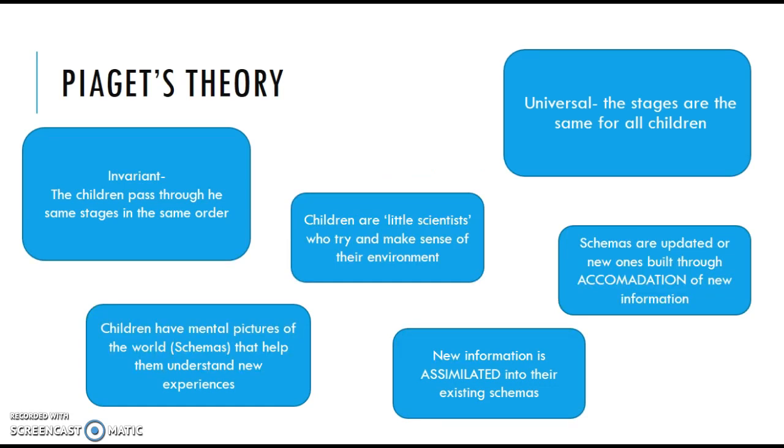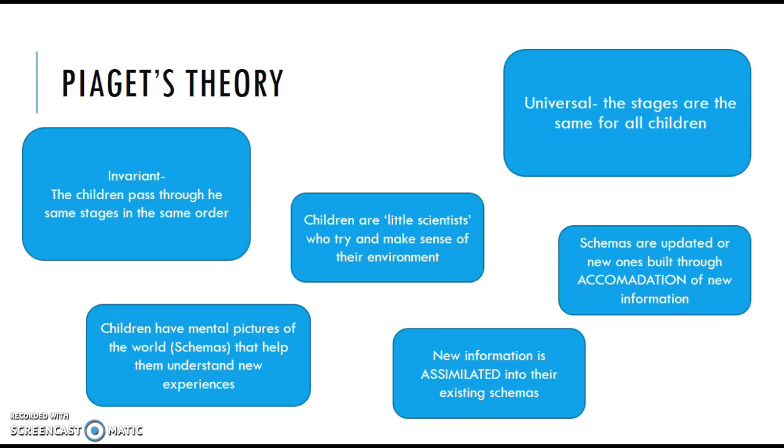So there are some key things we need to know about Piaget's theory. First of all, it's invariant. So the children pass through the stages in the same order. So we all learn everything in the same order, the same way. The stages are the same for all children. So how one child learns to read, another child will go through the same stages as well. Piaget described children as little scientists. They're constantly trying to understand and make sense of the environment around them, and this helps them gain knowledge and this helps them move on.